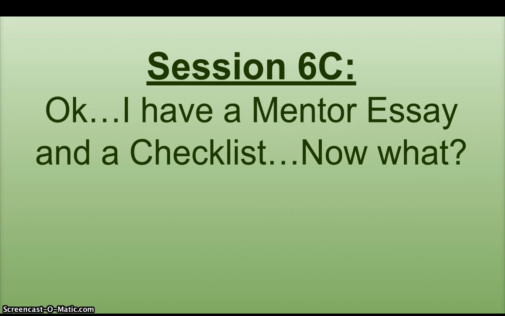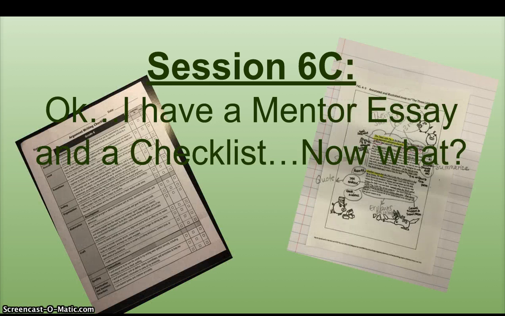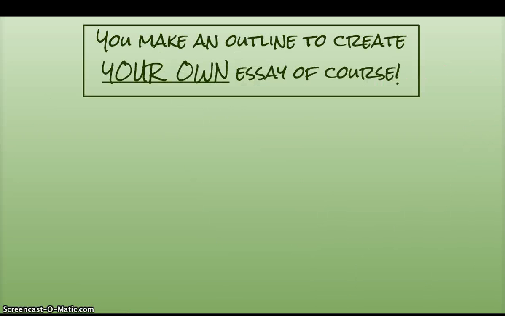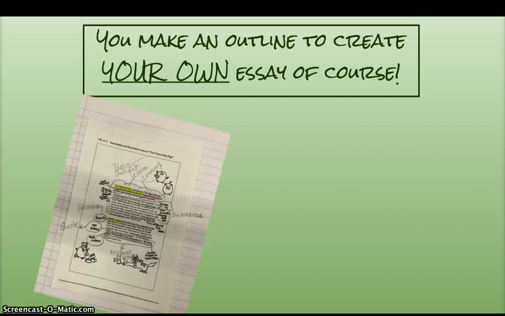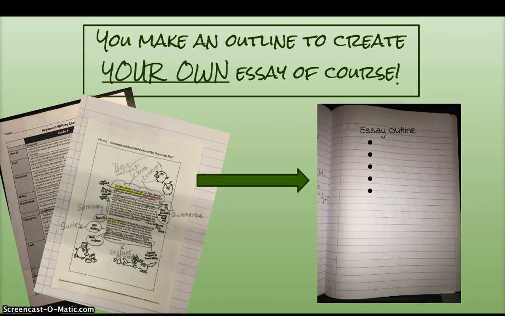Now session 6C. Okay, I have a mentor essay and a checklist. Now what? You make an outline to create your own essay, of course. You take your mentor essay and your writing checklist and you create an essay outline to make sure you include everything we've talked about. Okay, let's take this step by step so it's not overwhelming.